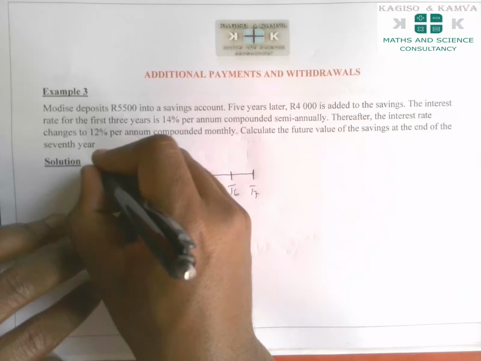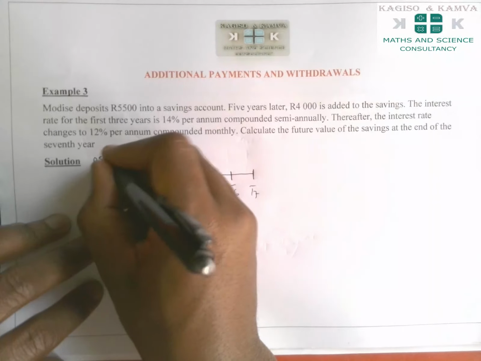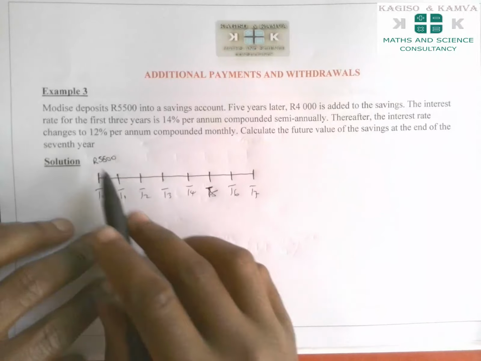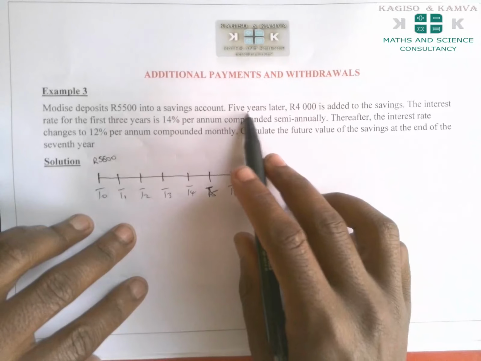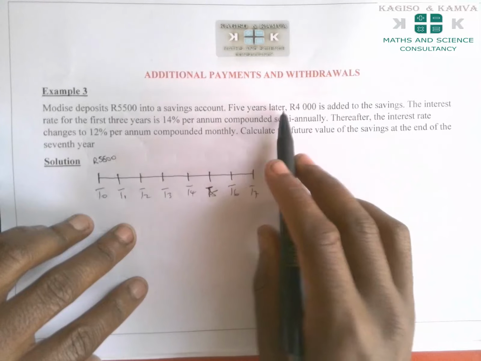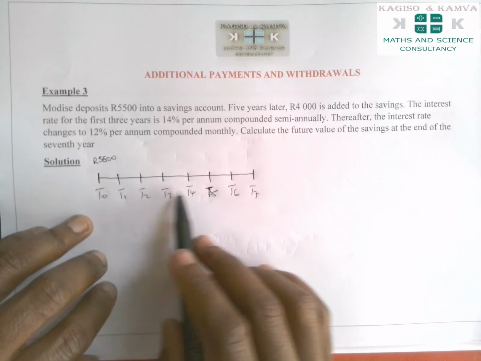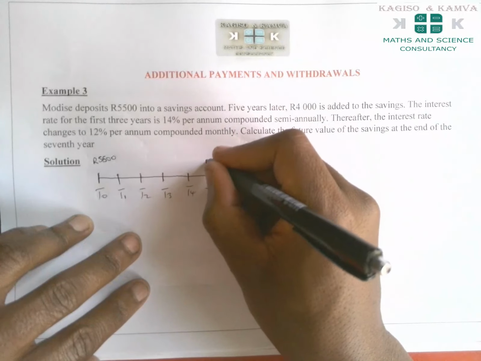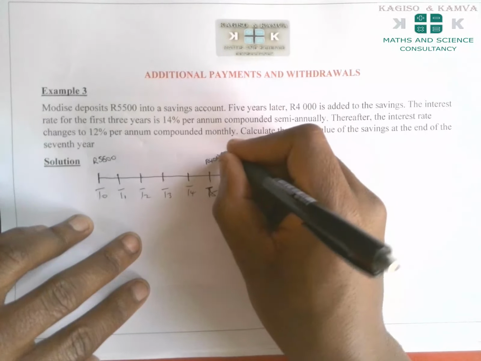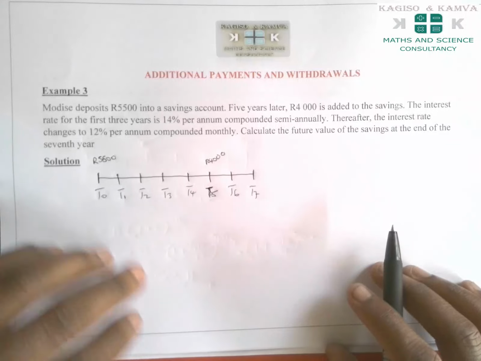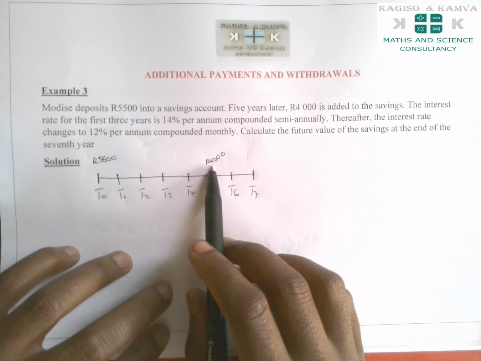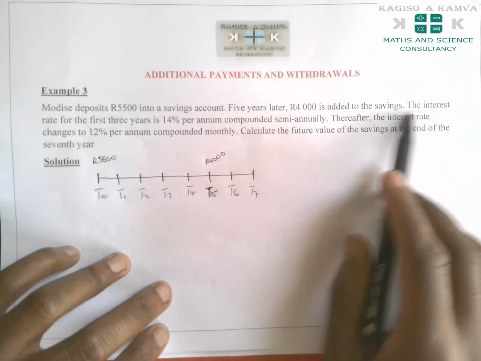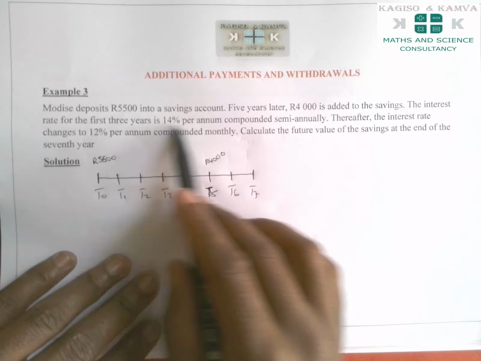Okay, now what are we being told? It's 5,500 that was initially invested, and then there was an additional amount 5 years later, 1, 2, 3, 4, 5 years later, an amount of 4,000 was also added.